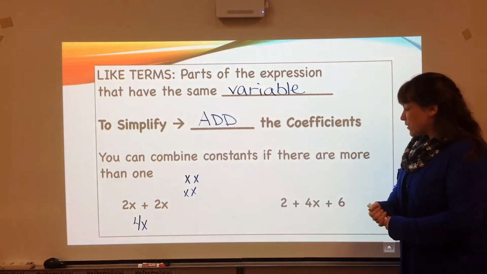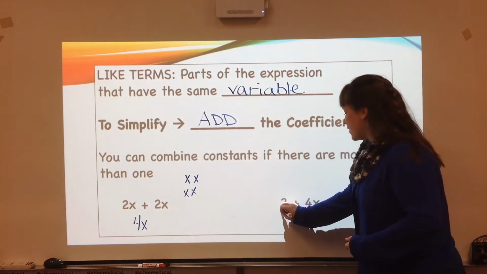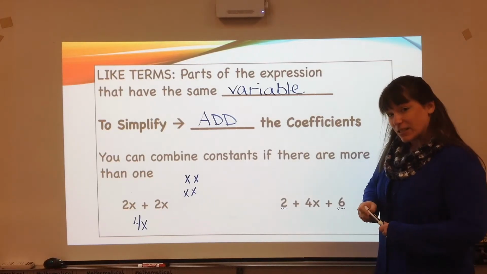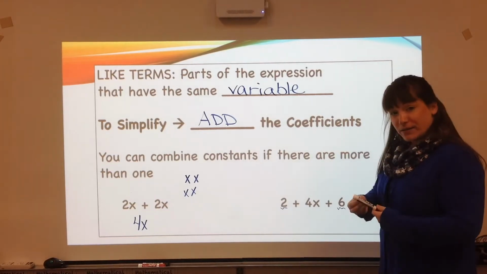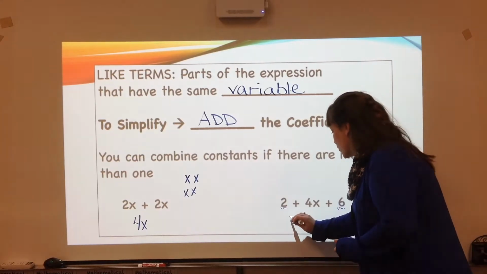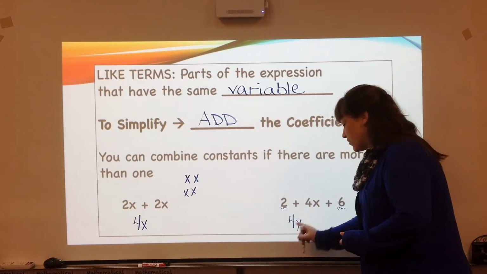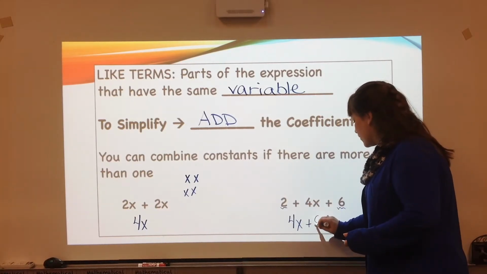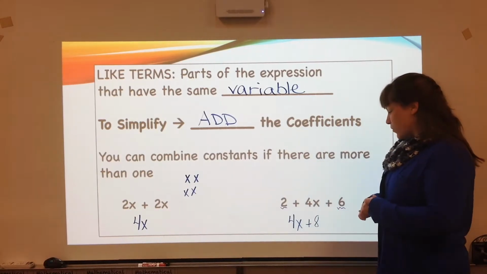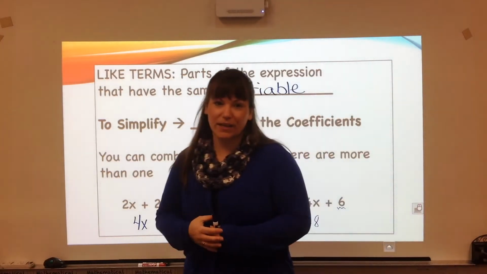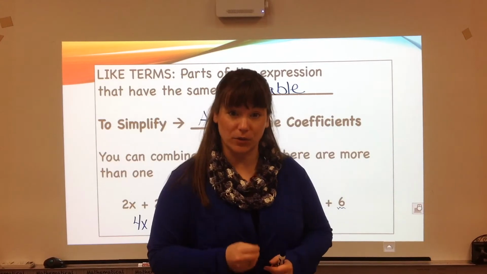Over here, we have this 2 and this 6 are constants. We can combine those constants to make it simpler. The 4x we can't do anything with, so we just drag it down, and then instead of having 3 terms, we have 2 terms, which is 4x plus 8. That's what we're going to be doing today, simplifying expressions when there are variables in play.